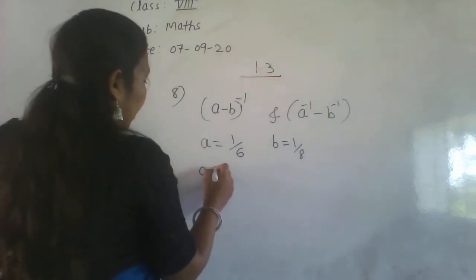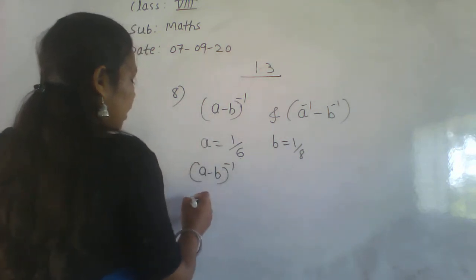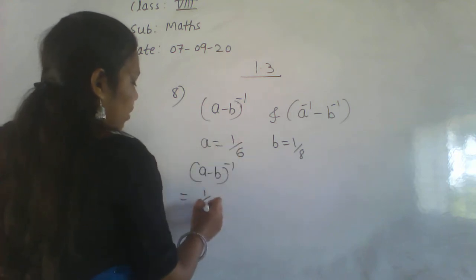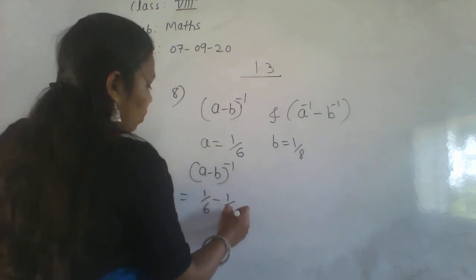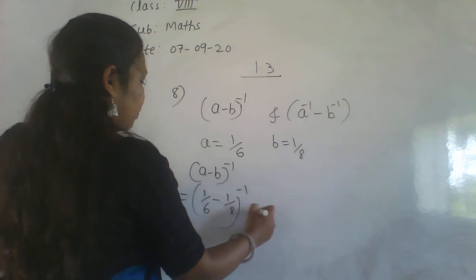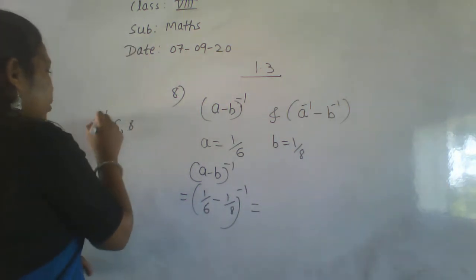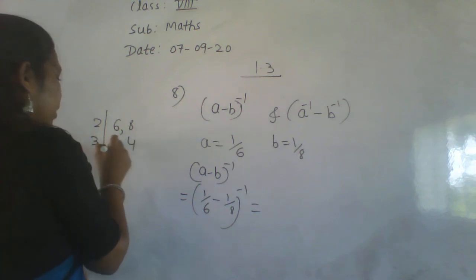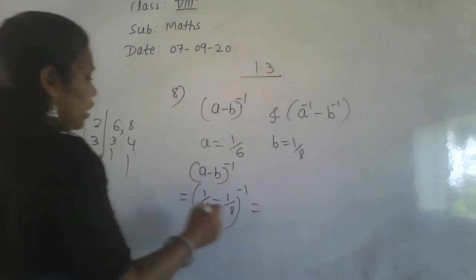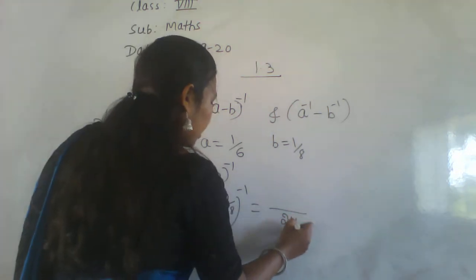First, here a minus b whole inverse. That is a is 1 by 6 minus 1 by 8 whole inverse. Take the LCM. What is the LCM here? 6 and 8. 2 3s are 6, 2 4s are 8, 3 1s are 3, and 4 1s are 4. Okay. So 2 3 is 6, 6 4 is 24. So 24 is the LCM.